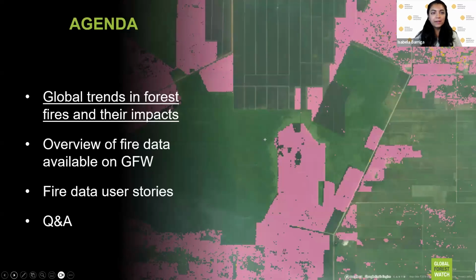And so here's our agenda. First, I'll hand off to Jimmy, who's going to walk us through the global trends in forest fires and their impacts. We'll give an overview of the fire data available on Global Forest Watch, and then you'll hear from each of our guest speakers and their user stories of the data. And then we'll have some time at the end for questions from the audience. And with that, I will hand the mic to Jimmy to walk us through fires in the world and what we're seeing and some of the impacts.